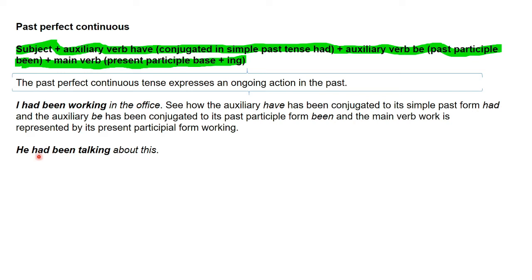See how the verb have is differently conjugated in the case of present and past perfect continuous tenses. I have, they have, I had, they had, he had been talking about this, I have been talking. Now when I say I have been talking about this, I'm using the present perfect continuous tense, but when I say he had been or I had been talking about this, I am using the past perfect continuous tense.